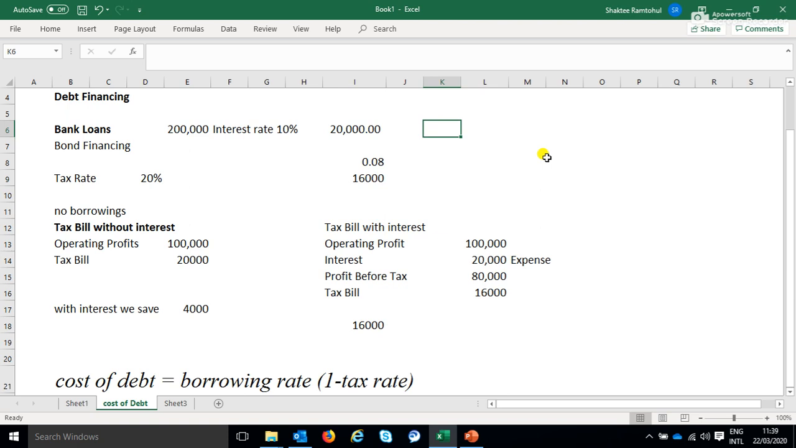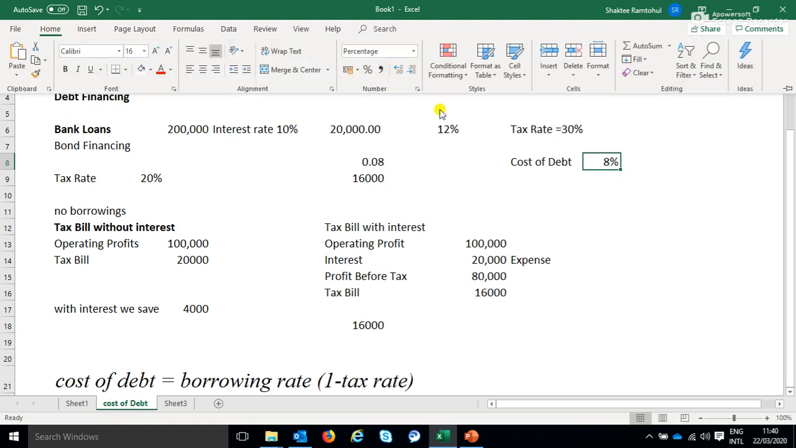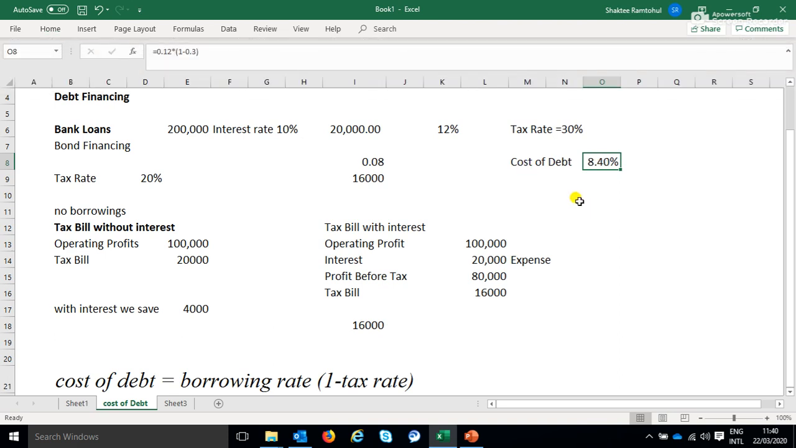Now, if you're given a cost of debt of, let's say, 12%, and a tax rate of, let's say, 30%, and you're asked what the cost of debt is, remember, the true cost of debt would be the borrowing rate multiplied by 1 minus the tax rate. So in my example, 0.12 multiplied by 1 minus the tax rate of 0.3. In effect, my cost of borrowing would be 8.4%.